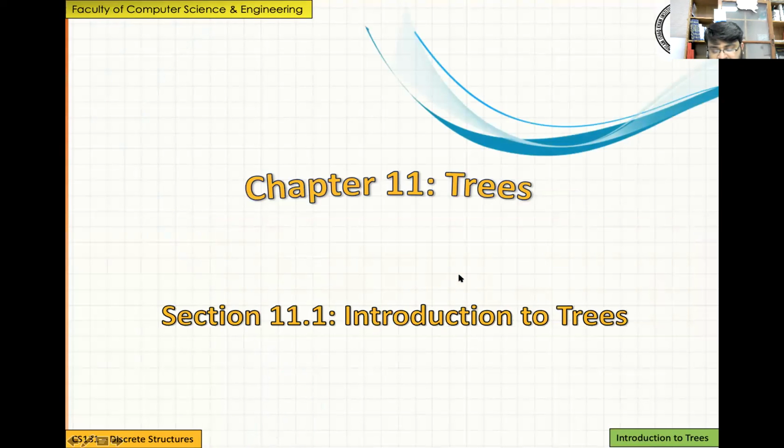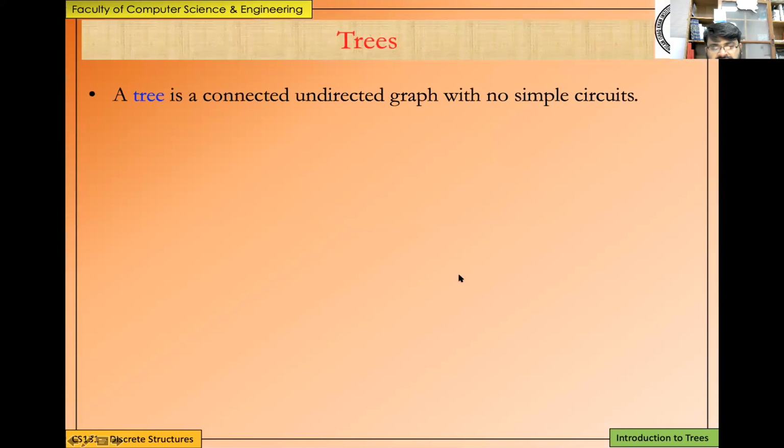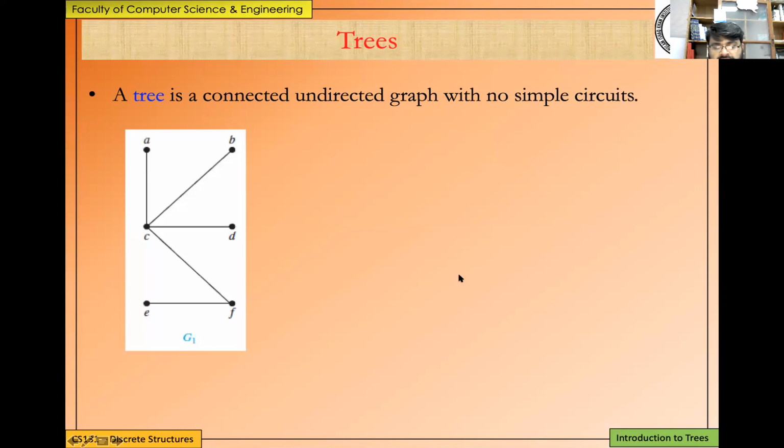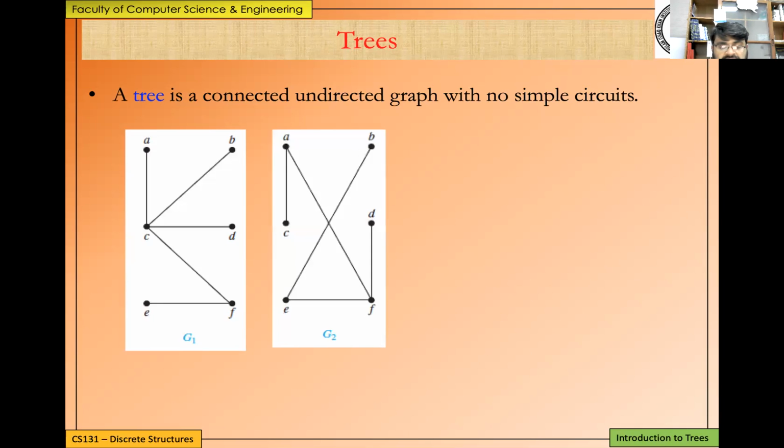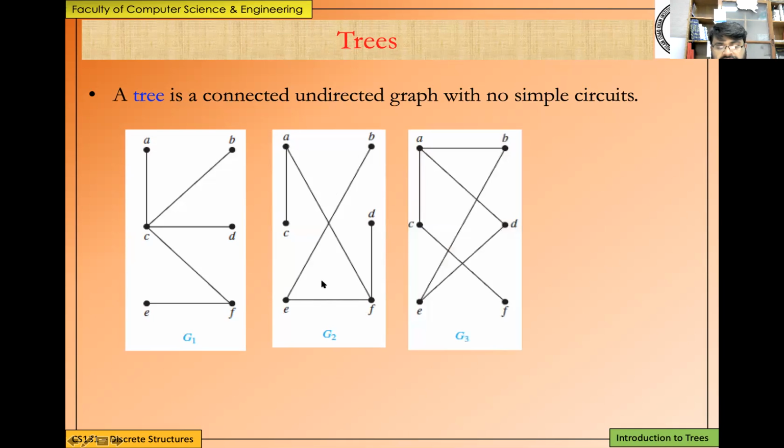The first section is about introduction to trees, and in this section we'll be talking about what is a tree. A tree is a connected undirected graph with no simple circuits, right? So any graph that is undirected and fully connected and has no simple circuits in it is what we call a tree. For example, this G1 is a tree because it is connected, it is undirected, and it has no simple circuits in it. Similarly, G2 is also a tree, since again this is connected, undirected, and has no simple circuits.